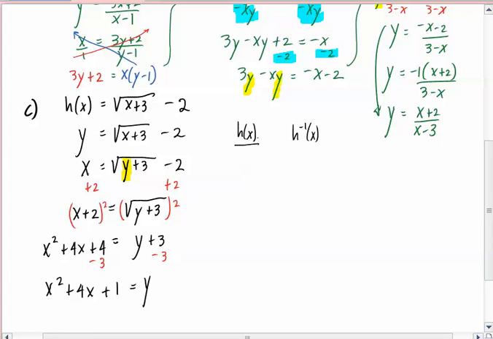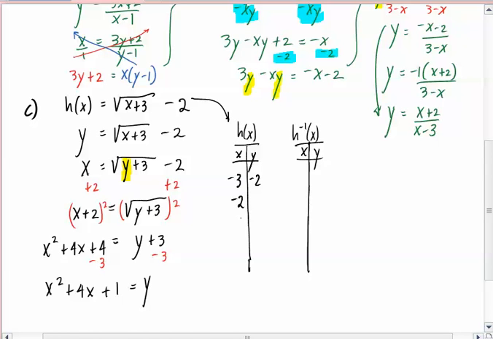So let's take a quick look at some of the restrictions that we're going to have on this situation. What I'd like to do is look at the original function and see what restrictions we have on the domain. We can't take any numbers smaller than negative 3. We can take negative 3 because when I put a negative 3 in, I get the square root of 0, which is 0. I get negative 2. I can put a negative 2 in there. In other words, anything larger than negative 3 is going to be fine.